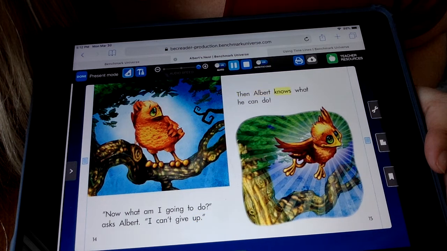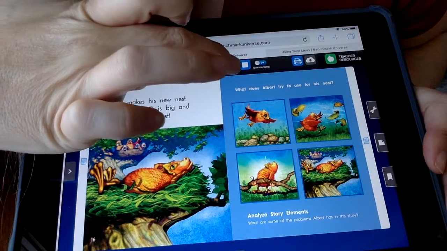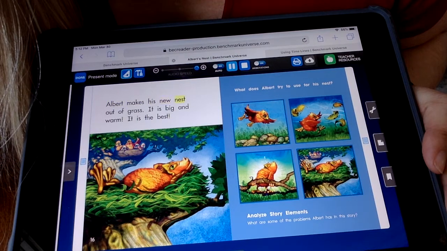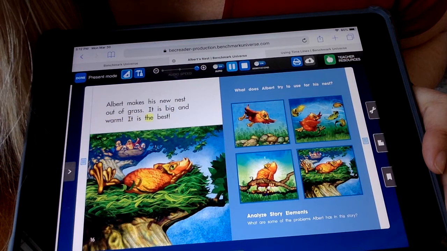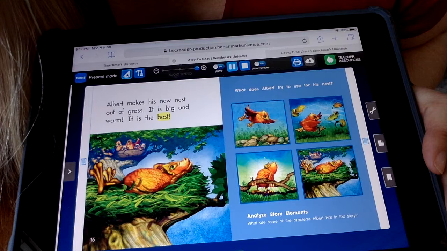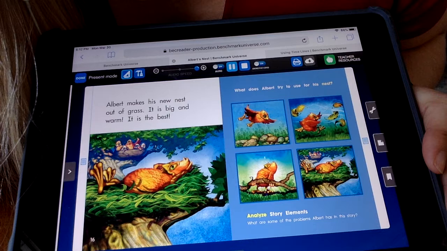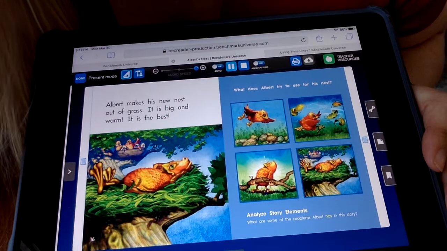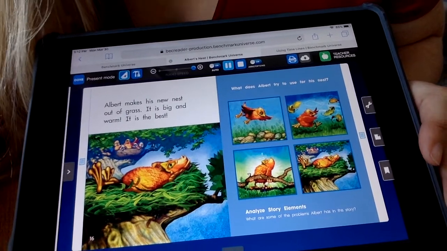Then Albert knows what he can do. Albert makes his new nest out of grass. It is big and warm. It is the best. What does Albert try to use for his nest? Analyze story elements. What are some of the problems Albert has in this story? Thank you for reading along with us. Let's read again soon.